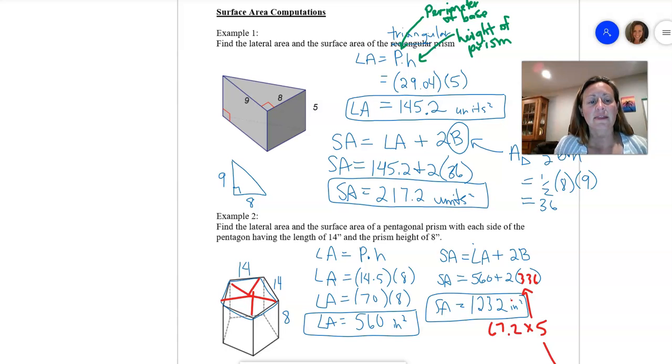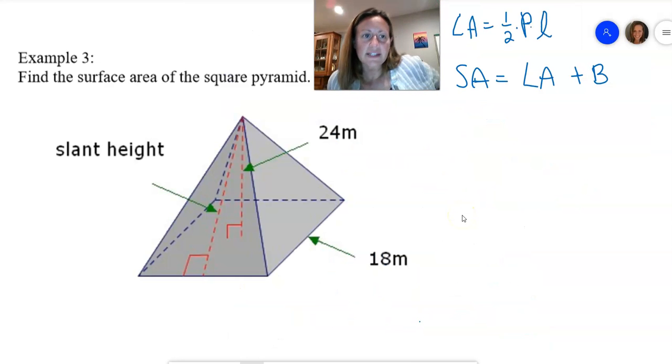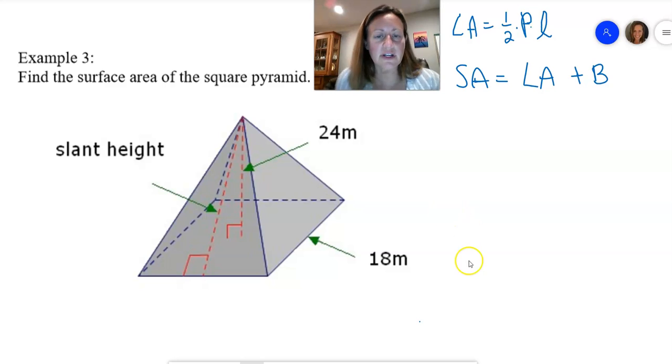Okay, now we're going to move on to pyramids. All right, example 3 is a square pyramid, and we are to find the surface area of that square pyramid.